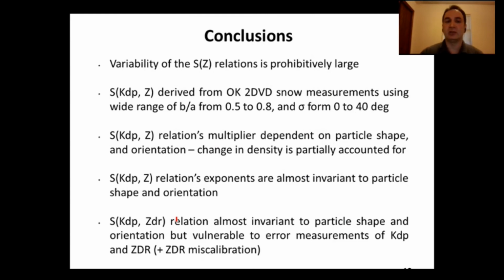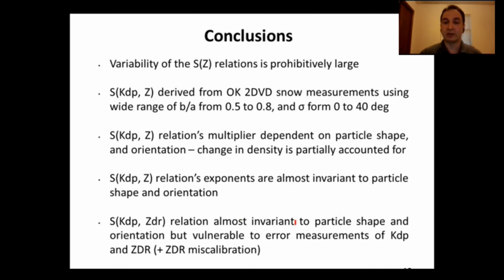So the SOKDPZ relation is derived from the Oklahoma snow 2DVD dataset using a wide range of aspect ratios from 0.5 to 0.8 and width of the canting angle distribution sigma from 0 to 40 degrees. The SOKDPZ relation's multiplier depends on the particle shape and orientation, but the change in density is partially accounted for because we use a proxy for the density in our 2DVD data. The relation's exponents are almost invariant to the shape and orientation for SOKDPZ.